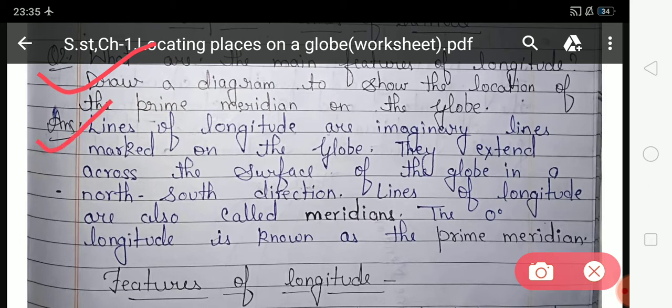Lines of longitude are imaginary lines marked on the globe. They extend across the surface of the globe in a north-south direction. Lines of longitude are also called meridians. So student, we can call lines of longitude meridians. The 0-degree longitude is known as the prime meridian.